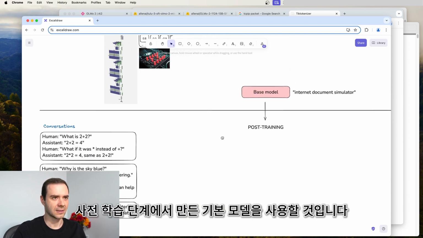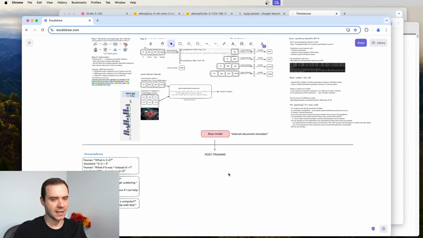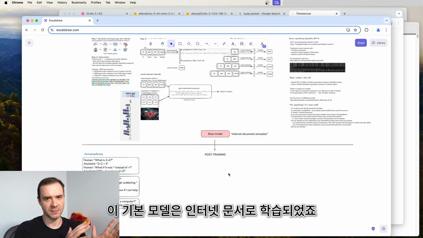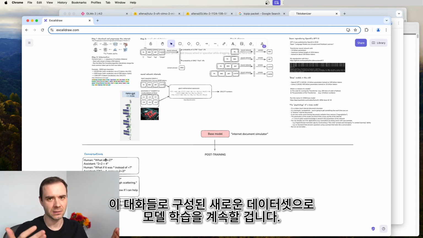So the way this works then is we are going to take our base model, which we produced in the pre-training stage, and this base model was trained on internet documents. We're now going to take that data set of internet documents and throw it out, and substitute a new data set. And that's going to be a data set of conversations. And we're going to continue training the model on this new data set of conversations.